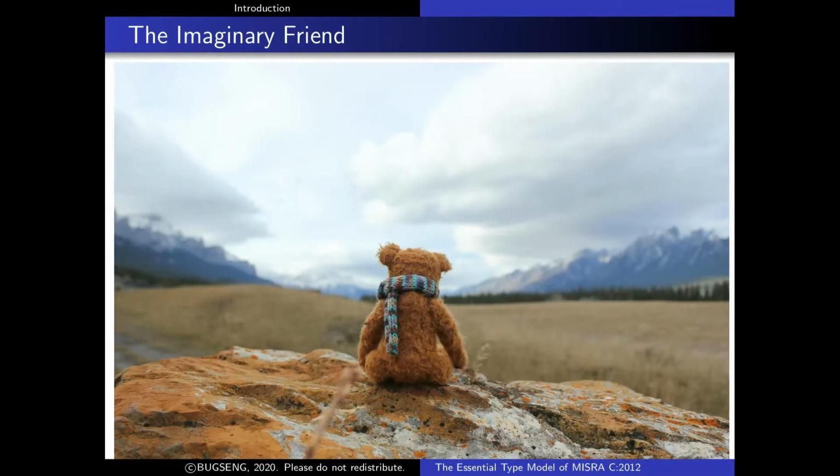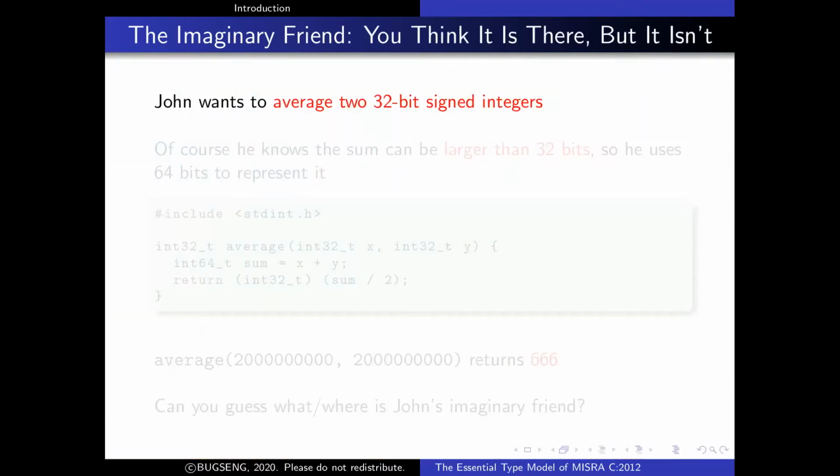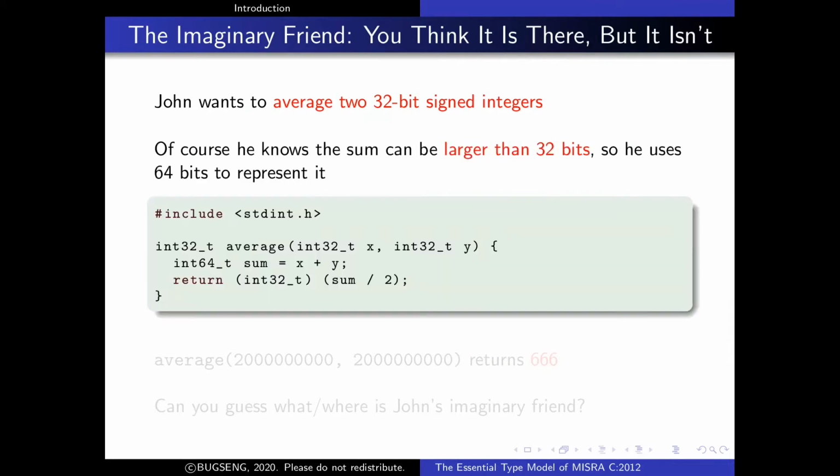And the other example we did in the previous webinar was the imaginary friend. So the imaginary friend is something that some programmer may believe is there, and it is not. The example was the following one. So John wants to take the average of two 32-bit signed integers. And of course, John knows that the sum of two 32-bit signed integers can be larger than what can be represented in 32 bits. And so he uses 64 bits to represent it. So the code is this one. You see that he is storing the sum into a 64-bit variable.